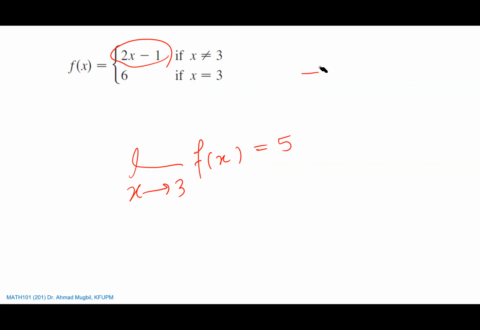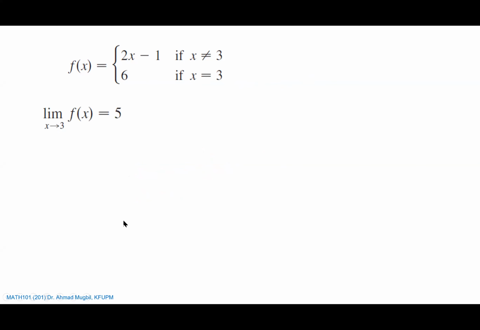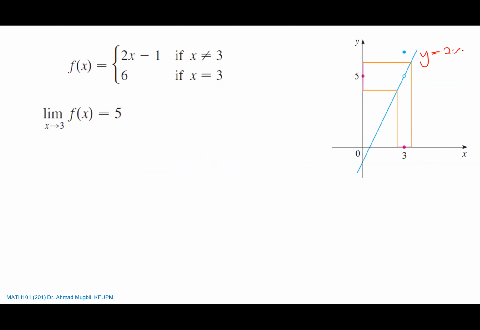Now, let's see how it will be more clear, shabab, from the graph. Look at the graph. 2x minus 1 is a line. So this is the graph of y equals 2x minus 1. Now, when x equals exactly 3, here it is 6.